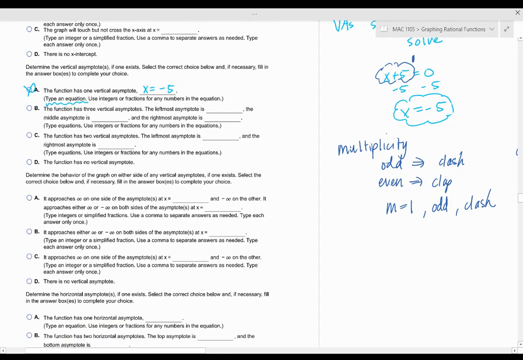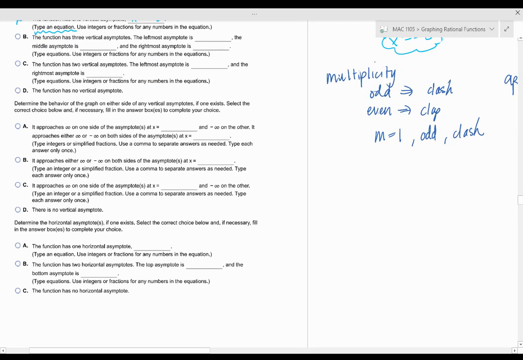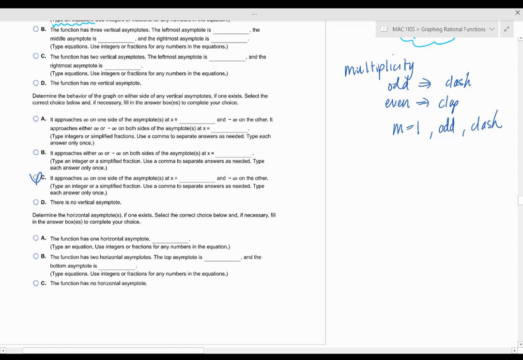So if we go back over to our answer choices, determine the behavior. A says it approaches infinity on one side and -infinity on the other. So this first choice is saying that you would have an asymptote that clashes and claps. We don't have that. B says it approaches either positive or -infinity on both sides. That's saying that both of them are clapping. And then C says it approaches infinity on one side and -infinity on the other. That's what we have. We have an asymptote that clashes. So it is at x equals -5.